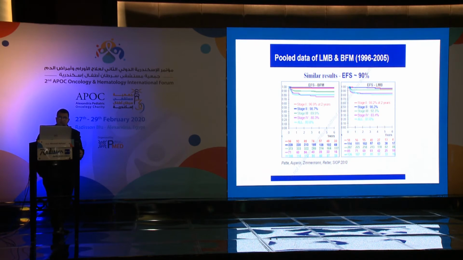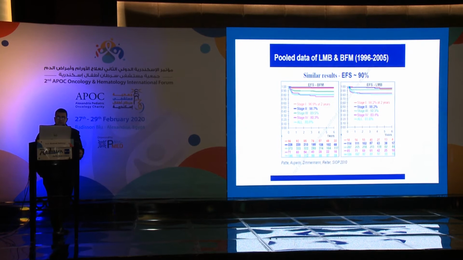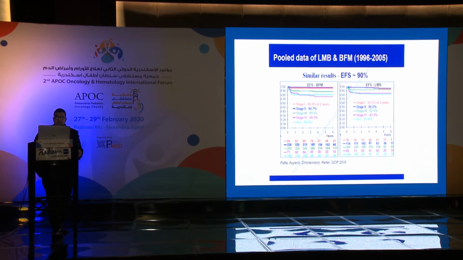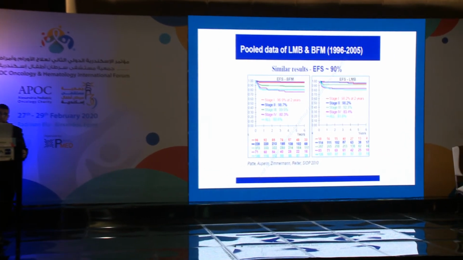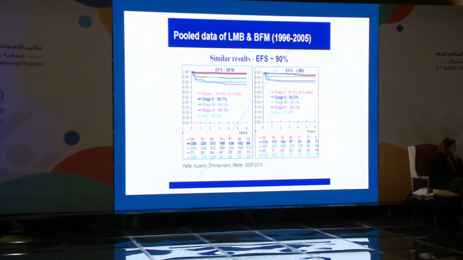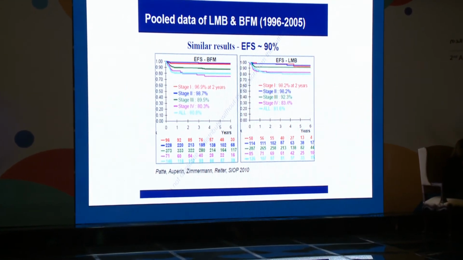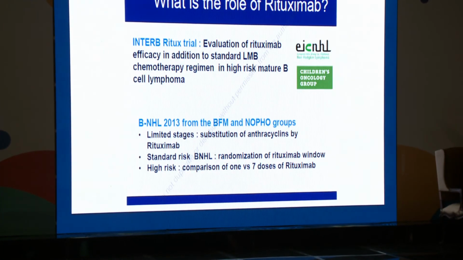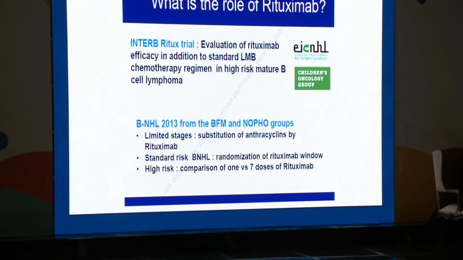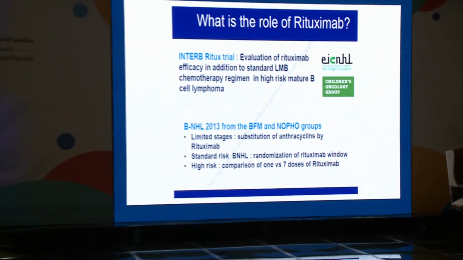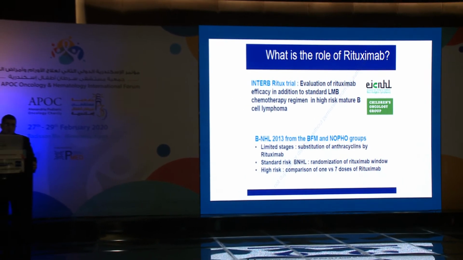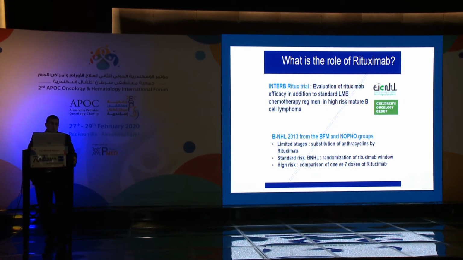And this data presented at SIOP 2010 shows the event-free survival for both protocols, nearly 96% for stage 1 and stage 2, but unfortunately for stage 4, the event-free survival is 80%. So we need additional treatment for high-risk patients with stage 4. So they thought about rituximab. They tried to evaluate rituximab efficacy in addition to the standard LMB chemotherapy regimen in high-risk mature B-cell lymphoma.